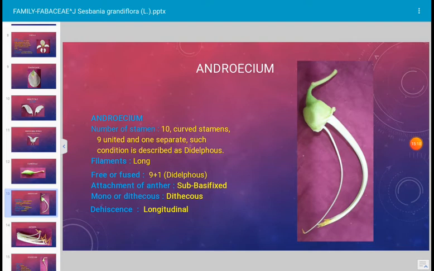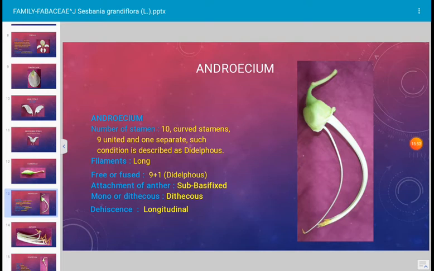Okay. See the filaments. Filaments are very long. What is filament? The stalk-like structure of the stamen that bears the anther is known as filament. The filament is very long, delicate and soft, whitish in color. The stamens occur in two bundles, 9+1. So the didelphous condition occurs in this plant.